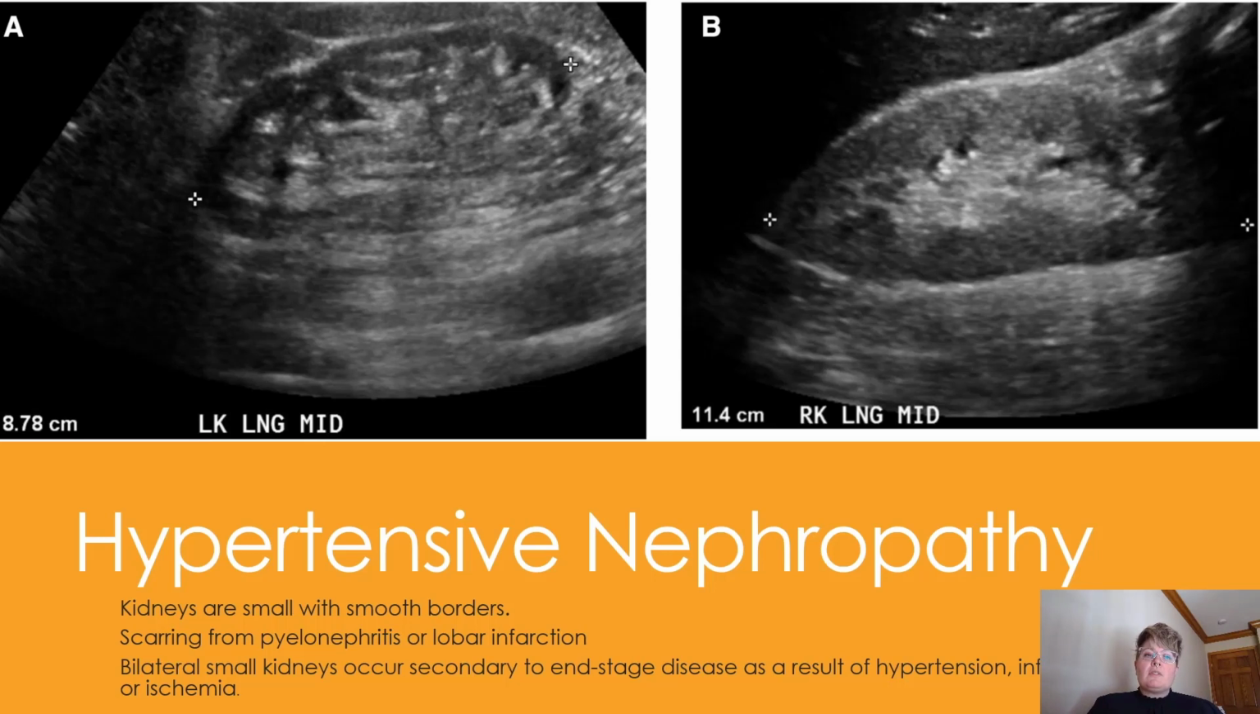So on this picture, we have on the left side, the one labeled LK, the left kidney. This one measures 8.8 centimeters, so it's a very tiny kidney. You can see that the parenchyma is starting to become thin. And in general, this is a response to hypertension. The right kidney appears to not be affected by the persistent hypertensive nephropathy. So we actually see a relatively normal kidney on the right.